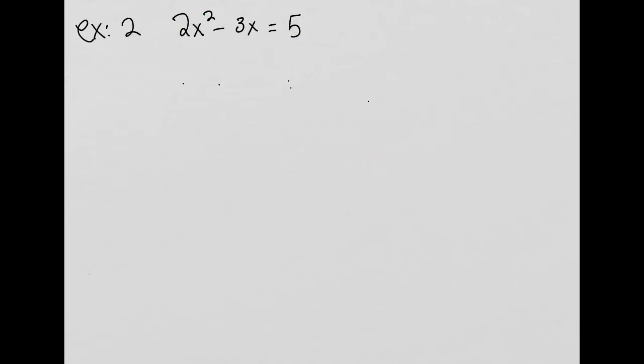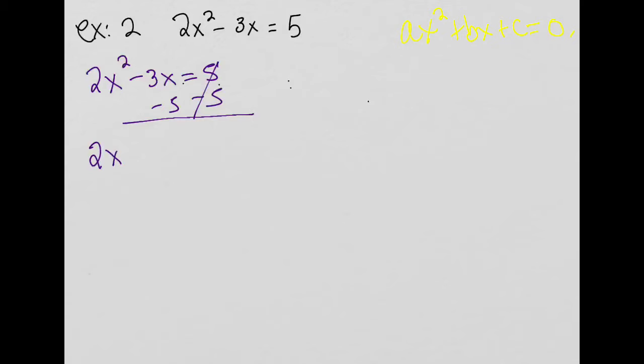Let's see one more example. We're supposed to use the quadratic formula to solve this. Now, it has to be in standard form of a quadratic, meaning it has to equal 0. So I'm going to first rewrite it, and then subtract the 5 to set it equal to 0. Now I need to identify what my A, B, and C are. So A is 2, B is negative 3, and C is negative 5.